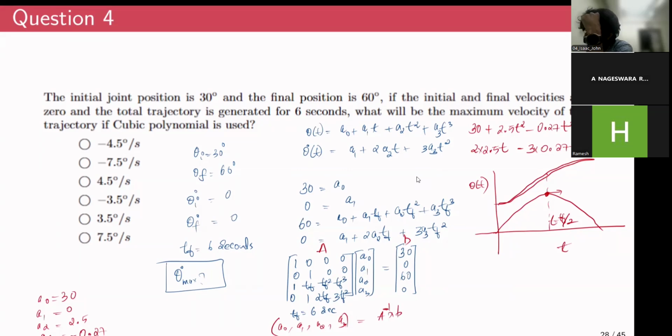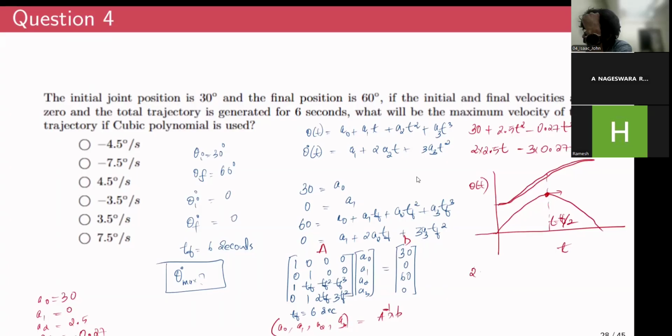Right? So if you substitute into this equation, 2 multiplied by 2.5 multiplied by 3 minus 3 multiplied by 0.27 multiplied by 3 square, you will get the answer to be around 7.49 something. That'll be your final answer. That'll be your peak velocity or the maximum velocity, and your answer will be 7.5 or in that region. So I hope that is clear.